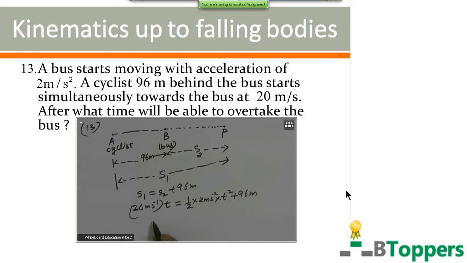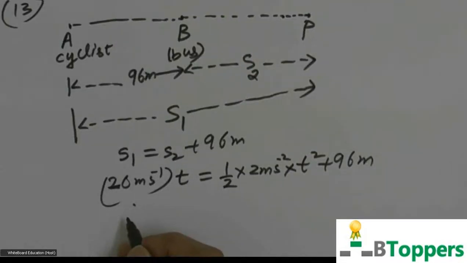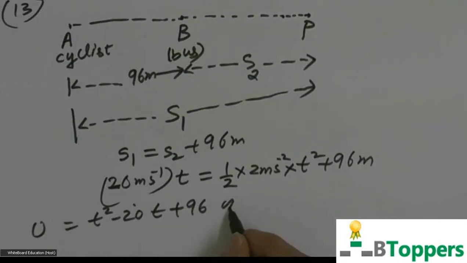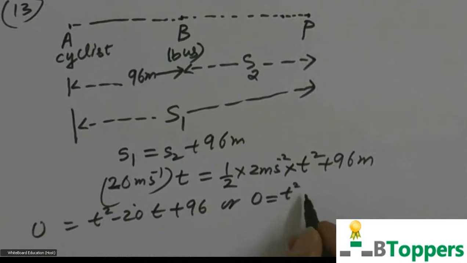So you have to solve this equation. You get 0 equal to t square minus 20t plus 96. So you have to solve this quadratic equation. You can observe that you get two values for time t.